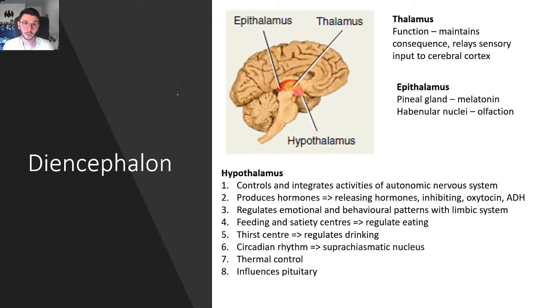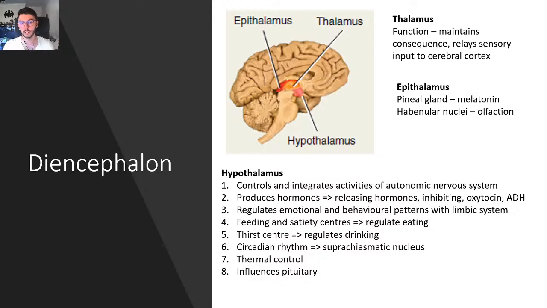So overall, 3 parts called the Diencephalon. The reason it's called the Diencephalon is for embryological reasons. It's like the second part of the brain here, so this would be the mesencephalon, that would be the Diencephalon. And we have 3 structures here.